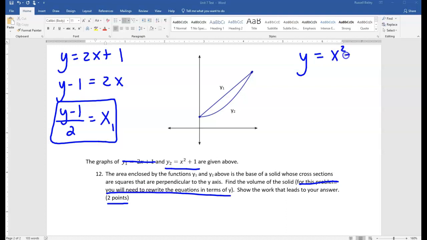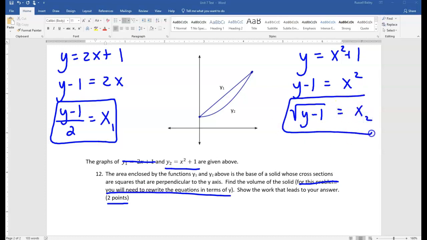We have y equals x squared plus 1, but I want to get the x by itself. So I'm going to minus 1 on both sides. And then I'm going to take the square root of it. And I'm going to call that one x2. And I'm going to use that equation instead of this one. They're literally the same equation, just written differently. But writing them this way allows me to do this problem because when they're asking you to find shapes that are perpendicular to the y-axis, you need to be integrating with respect to y.